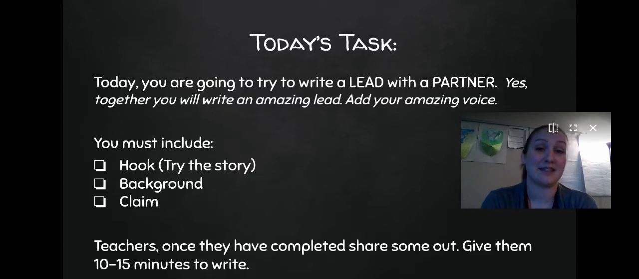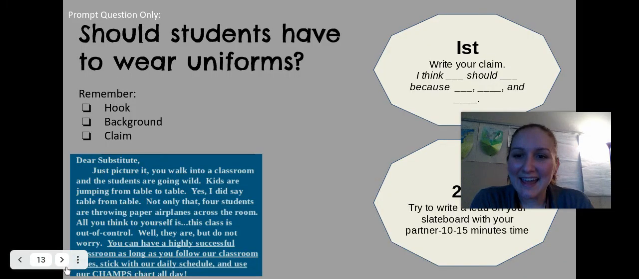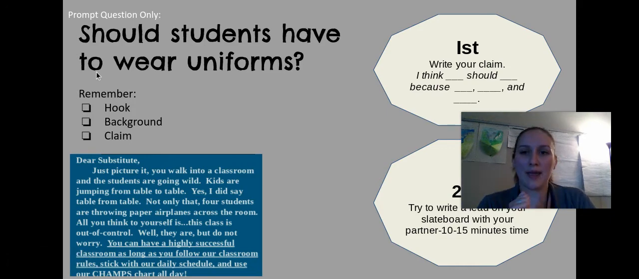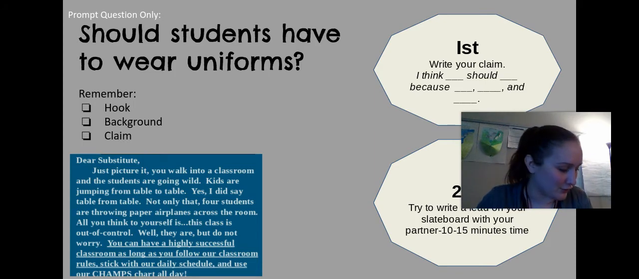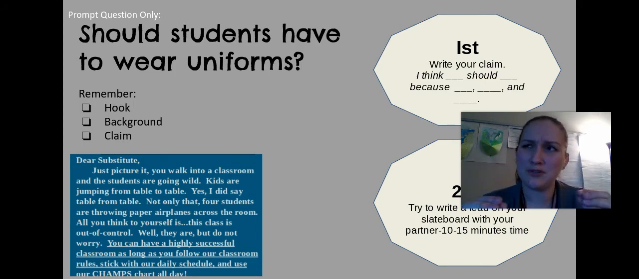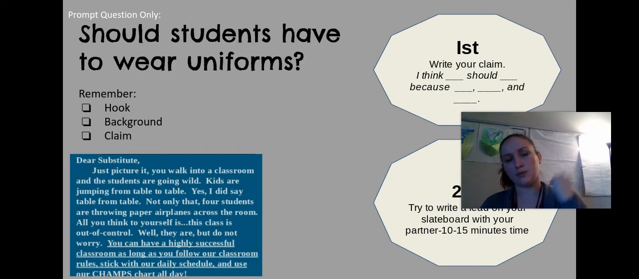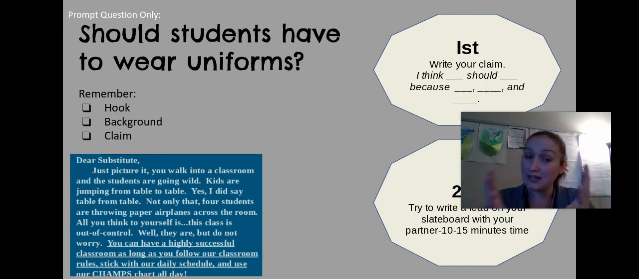Here is your writing task today. Today, if I can get the slide to change. Today, your question is in bold at the top of the screen. Read it with me. Ready? 3, 2, 1. Should students have to wear uniforms? Ooh. How many of you have an opinion right now? Do you have it? Put your fingers to your head. Okay. Should students have to wear uniforms? Do you jump straight into your claim? No. What are we going to give? We're going to hook our reader. We're going to hook them with a question today? No, we're going to hook them with a story.